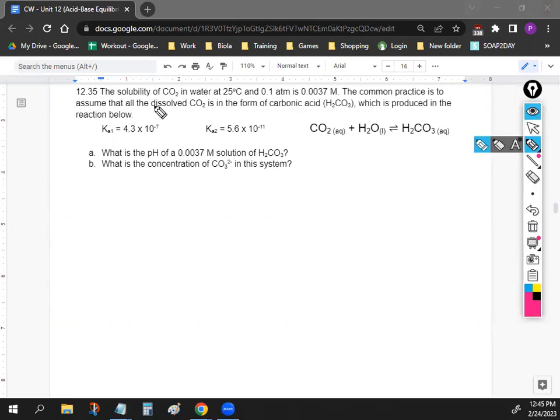So it tells us that the solubility of CO2 in water at 25 degrees Celsius and 0.1 atm is this right here. So this is going to be the molarity. We're going to assume that all the dissolved CO2 is in the form of carbonic acid. So we've got our acid, which is produced in the reaction below. We have our reaction right here, and we have the first Ka and the second Ka. A lot of this is kind of fluff information, basically just telling us that this in water produces that. So this is our first acid.